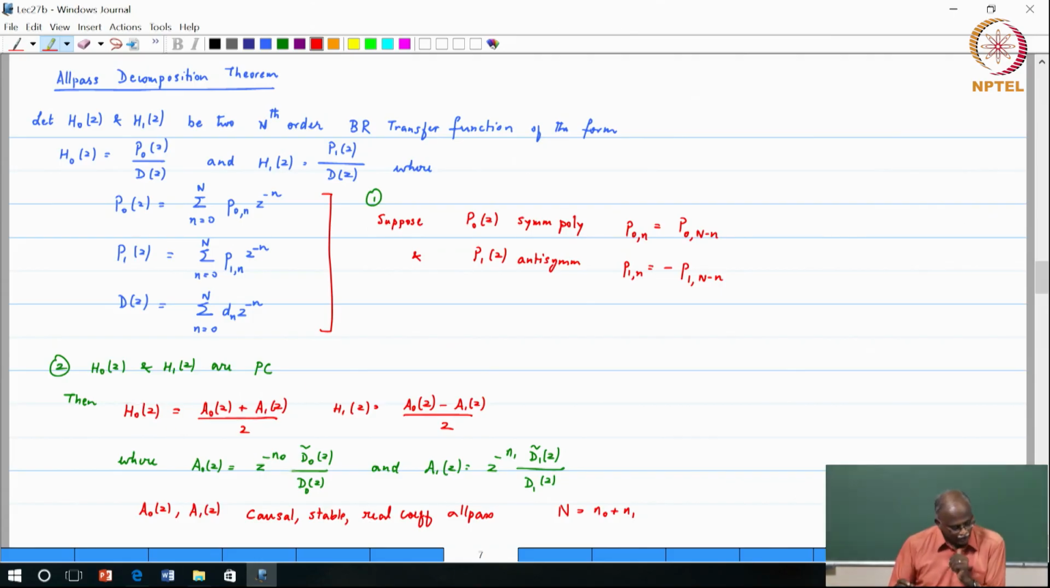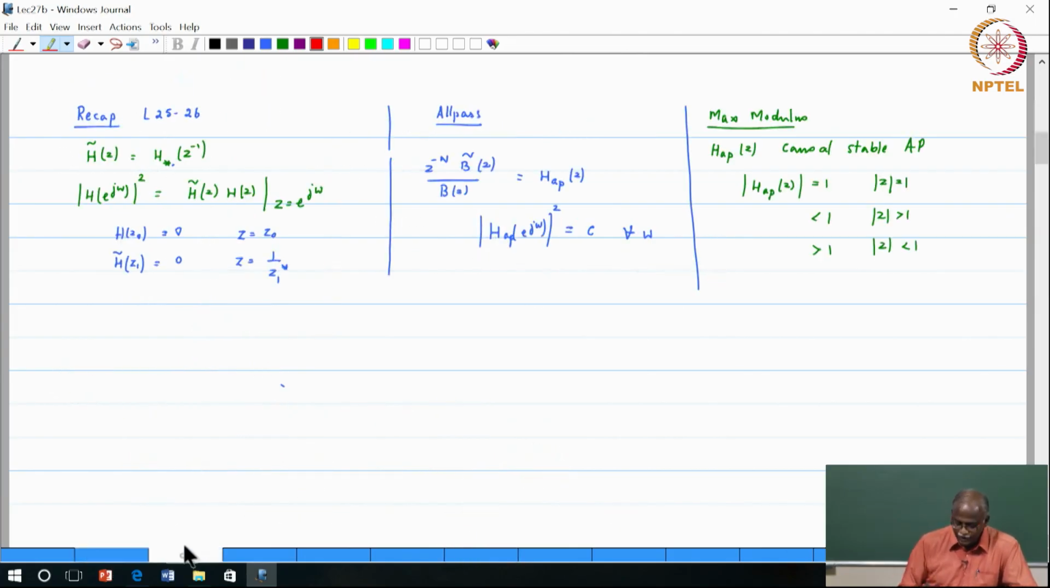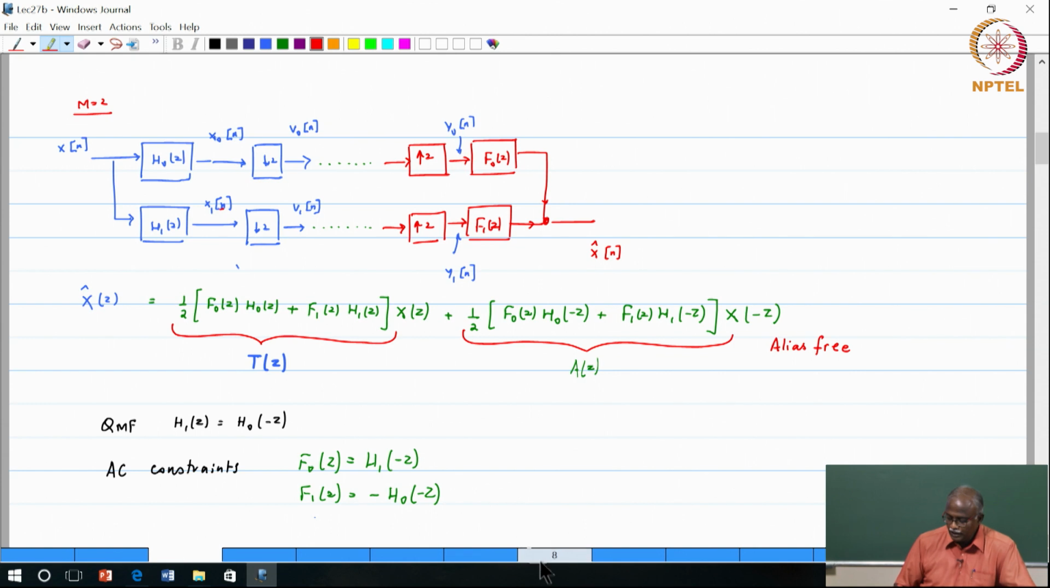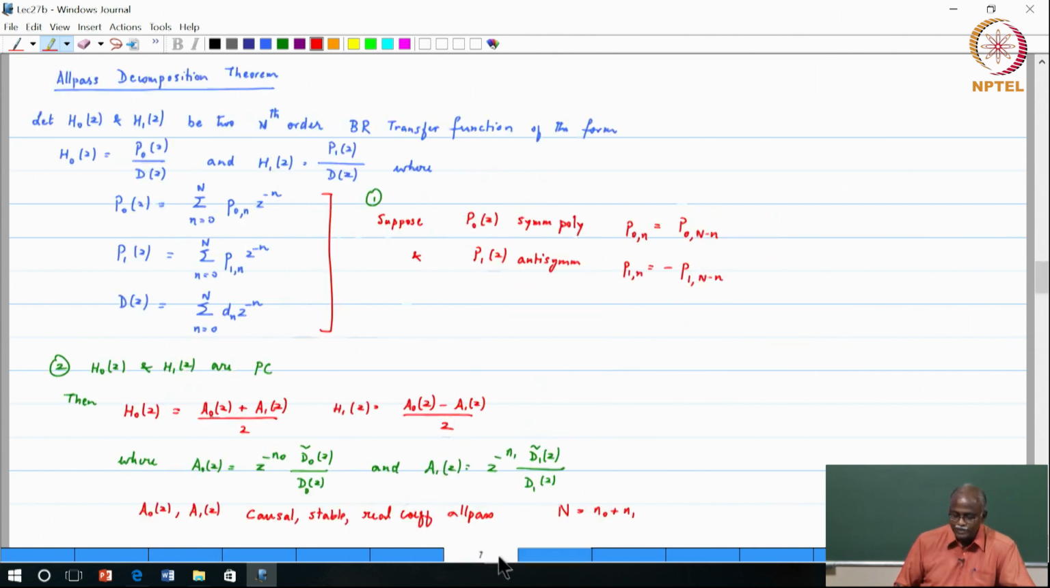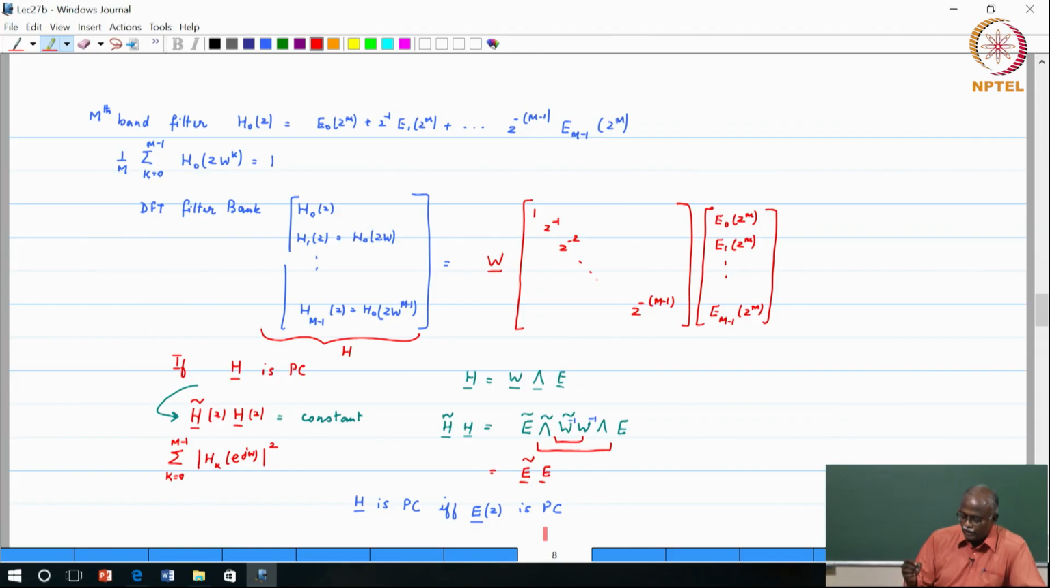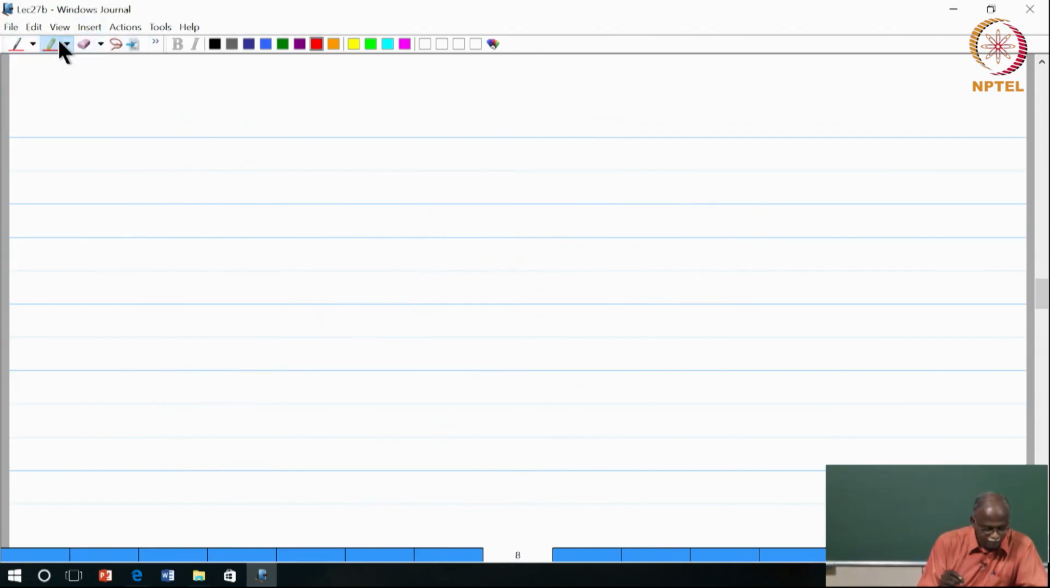Okay. So I thought it would be helpful for us to go back and apply this to the two channel case. So if you remember the two channel case is this structure, please apply the all pass decomposition into that framework. So let us just spend a minute to do that. So the two channel maximally decimated filter bank, maximally decimated QMF bank.